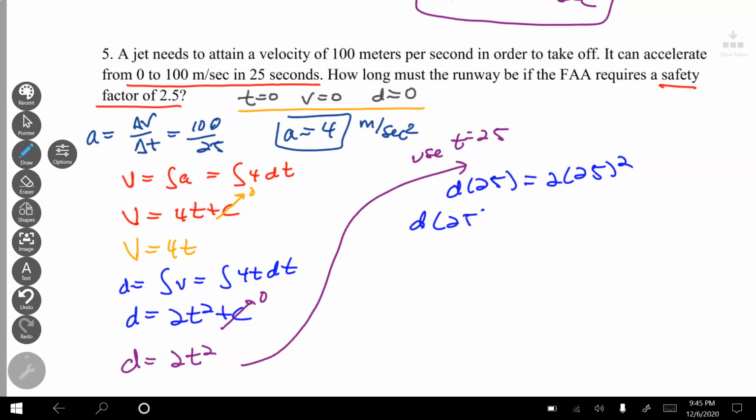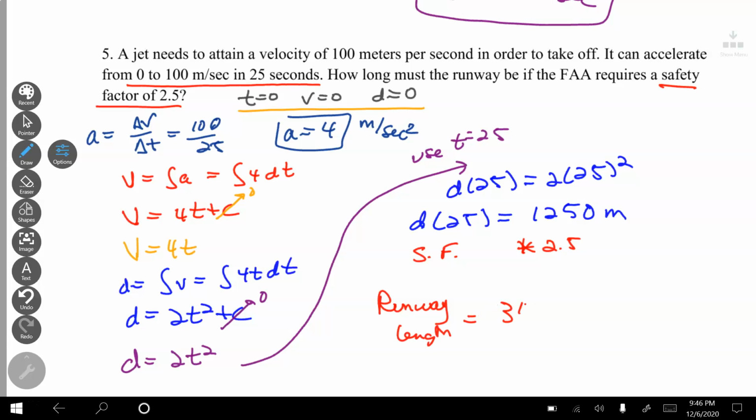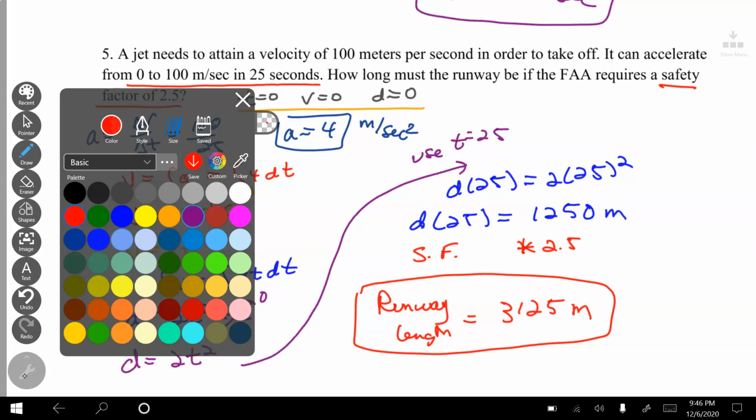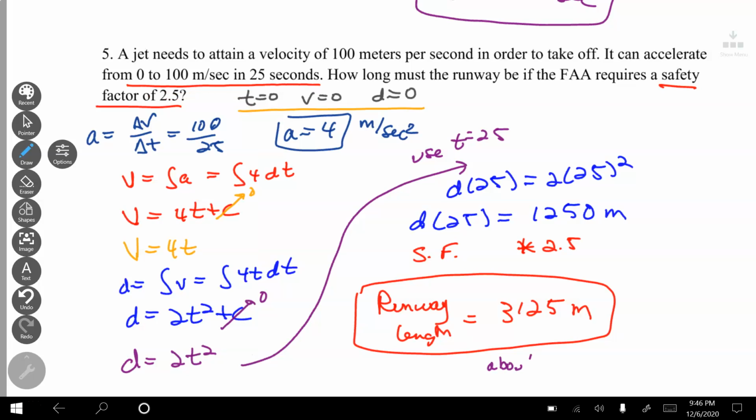My distance at 25 seconds is 1,250 meters, but I need my safety factor. My safety factor is going to be times 2.5. So the runway length will equal 3125 meters, over 3 kilometers, or about 2 miles, which seems about right for a jet engine. It's not going to be a half a mile long. It's going to be very, very long. Okay, thank you for watching.